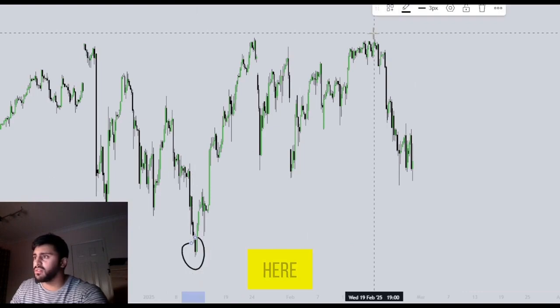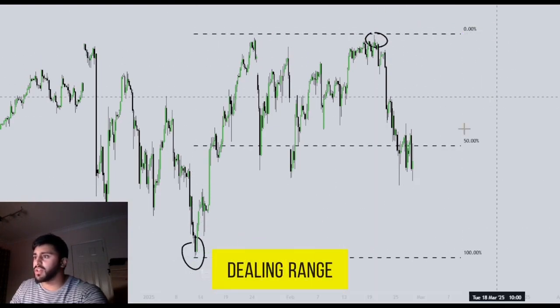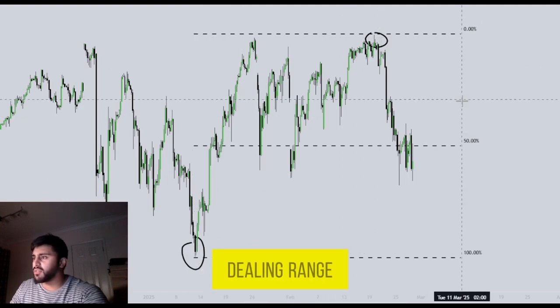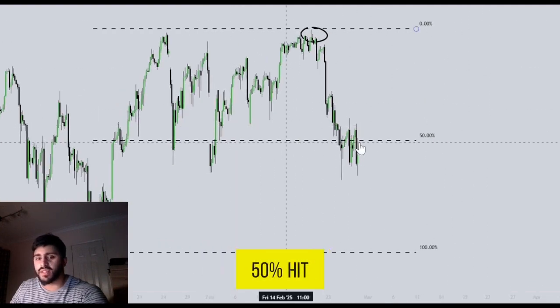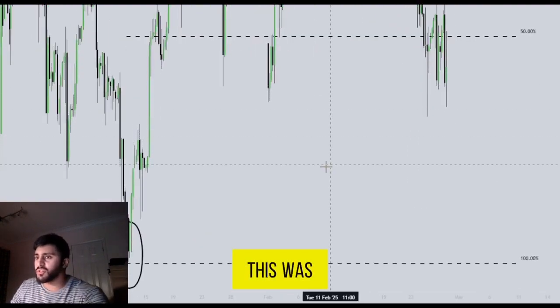So we had a structural low here, and we had a structural high over here. So this, in fact, is our dealing range. So we have a dealing range low, and we have a dealing range high. So notice how we have our 50% hit level here, and we're looking for fair value gaps that are below the 50%. This was going to be our target, right?